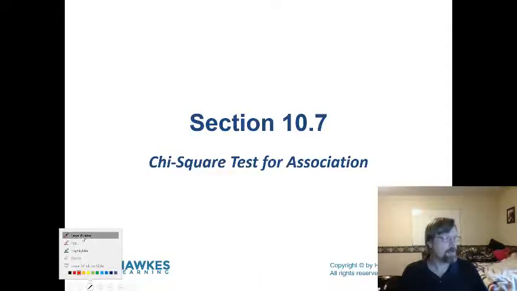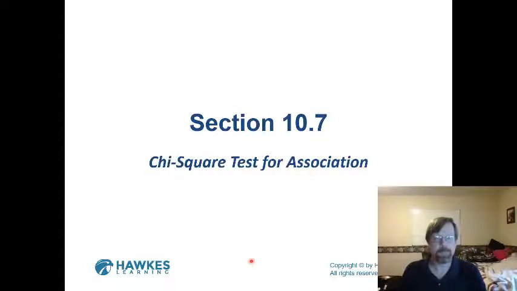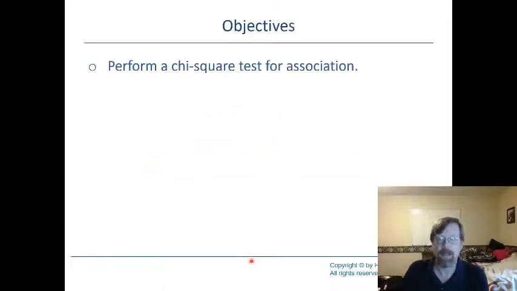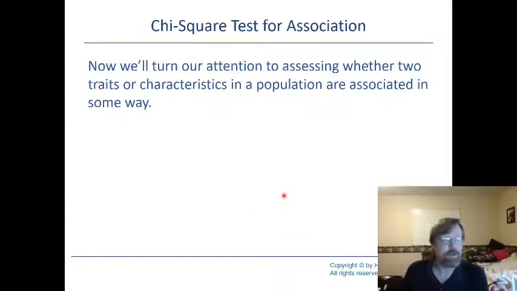Okay, we are now on our last section about hypothesis testing, the last section about the chi-squared test for hypothesis testing. We're looking at the chi-squared test for association. That's whether two traits or characteristics in a population are somehow associated.